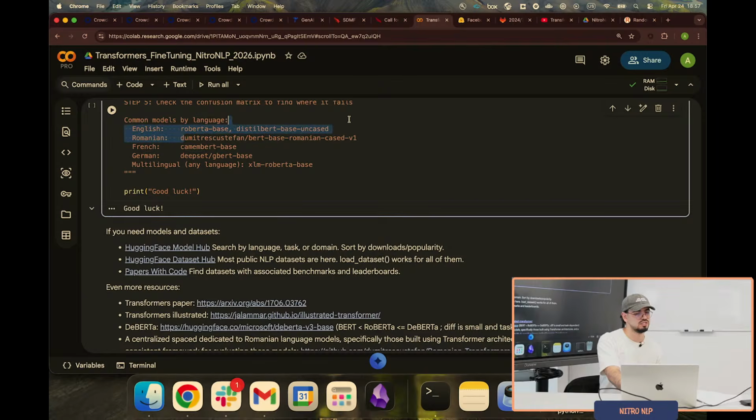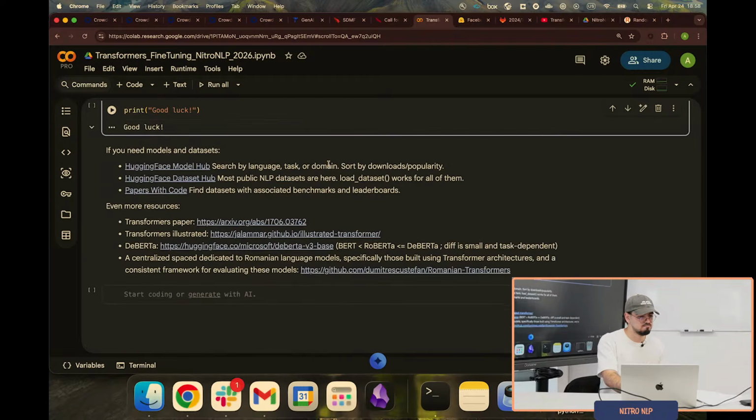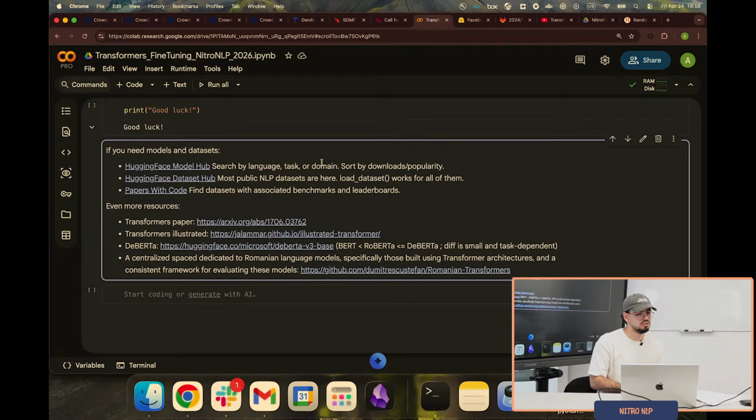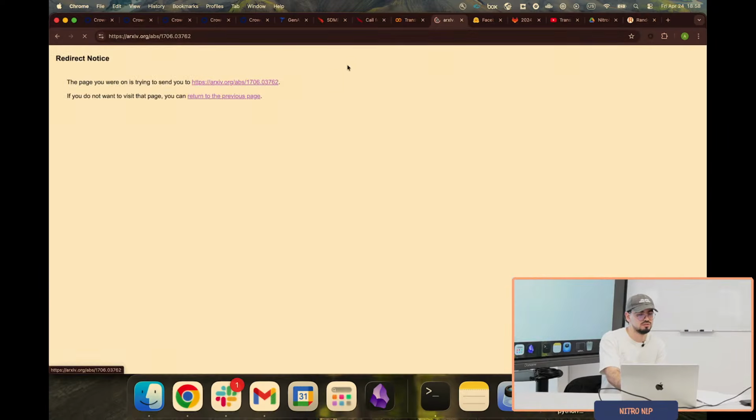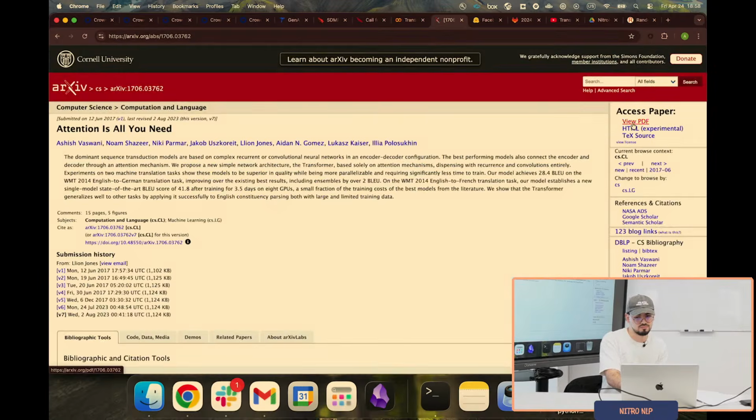But you can actually find transformers for Romanian tasks as well if you have Romanian data, not English. Of course, you can also take a multilingual one called XLM-RoBERTa base if you have multilingual tasks. And if you need even more resources, I linked in the notebook the transformers paper, the paper that introduced those things that we talked about today.